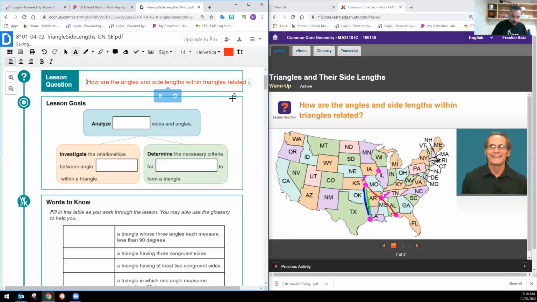Let's go ahead and hit that. Maneuver this just a little bit up so we're good. Now we should be ready to roll.